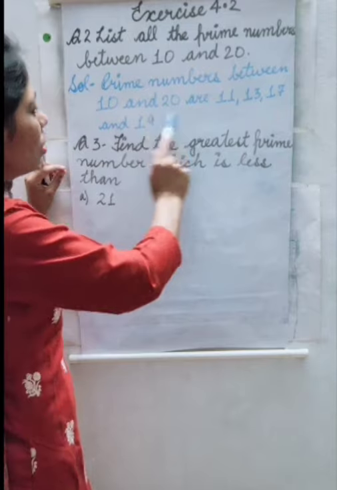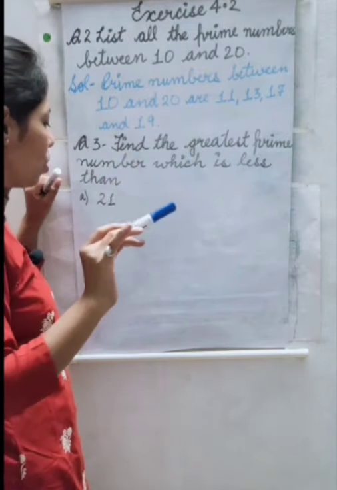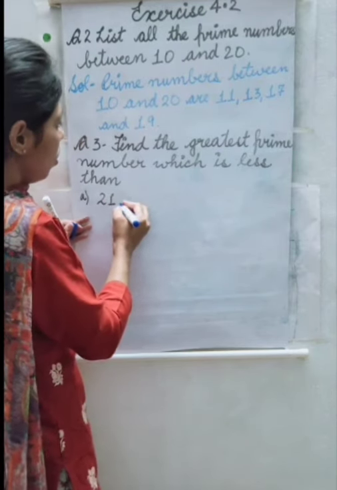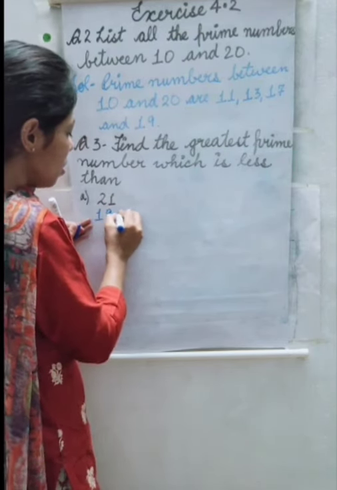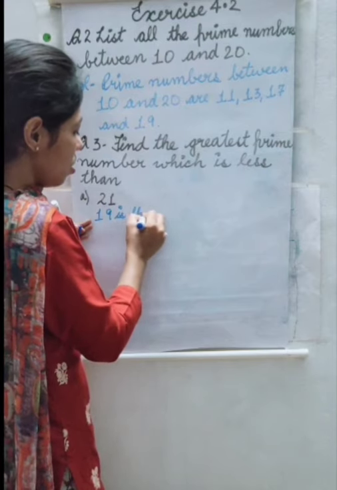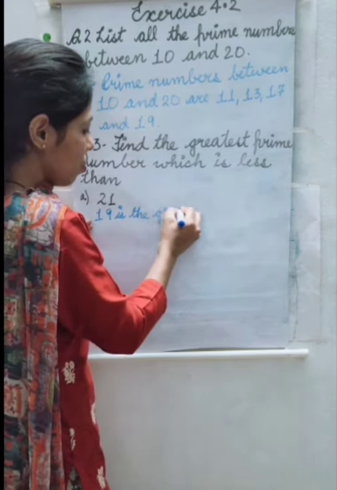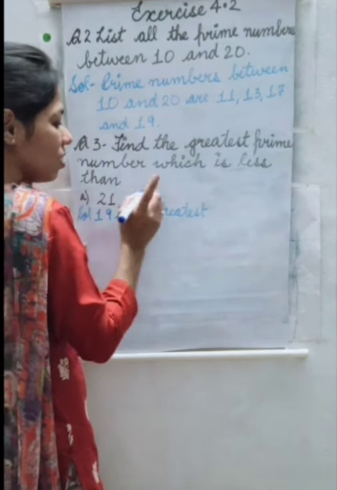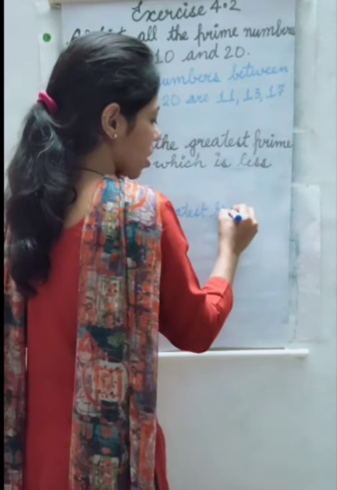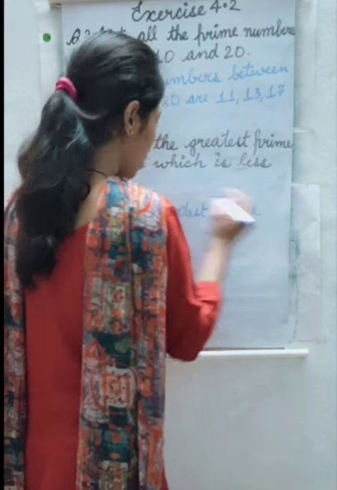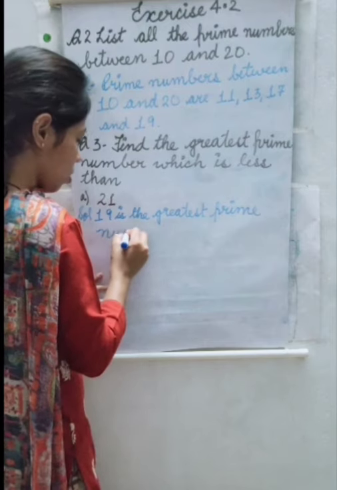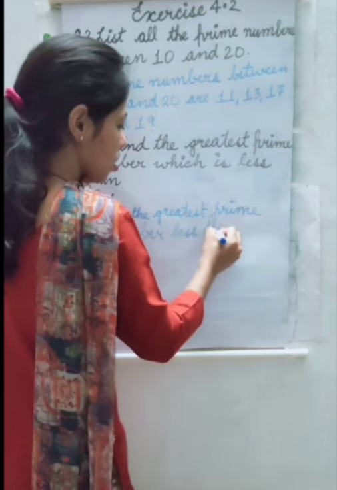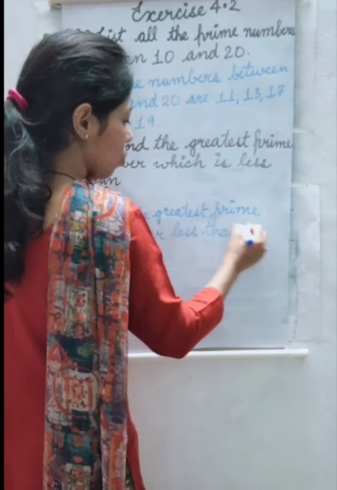So here we have seen that 19 is a prime number. So 19, then 20, 21. So we can say 19 is the greatest prime number. Solution: 19 is the greatest prime number less than 21.